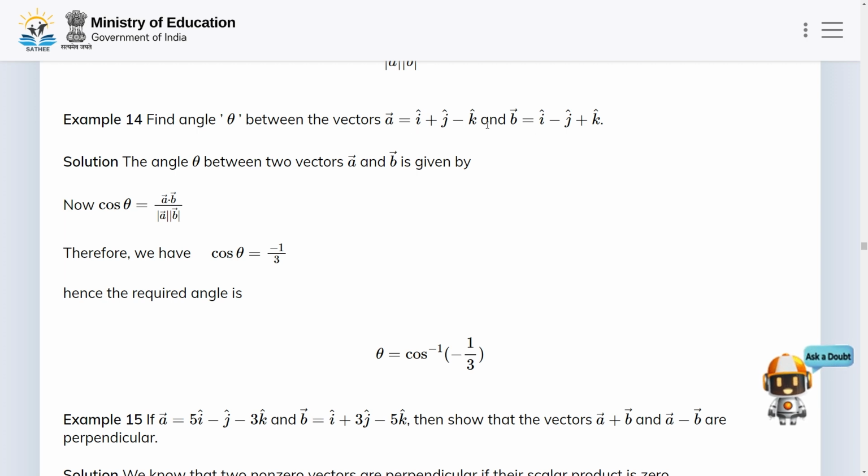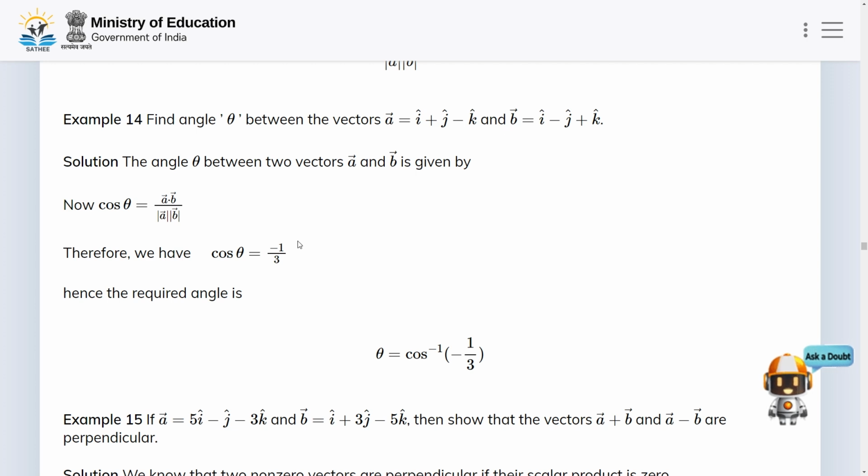A dot B, as you can directly see, the X component is multiplied with the X component, the Y component with the Y component, and the Z component with the Z component. You will have 1 minus 1 minus 1. This means the numerator will be just minus 1, and the denominator will be the magnitude of A times the magnitude of B.